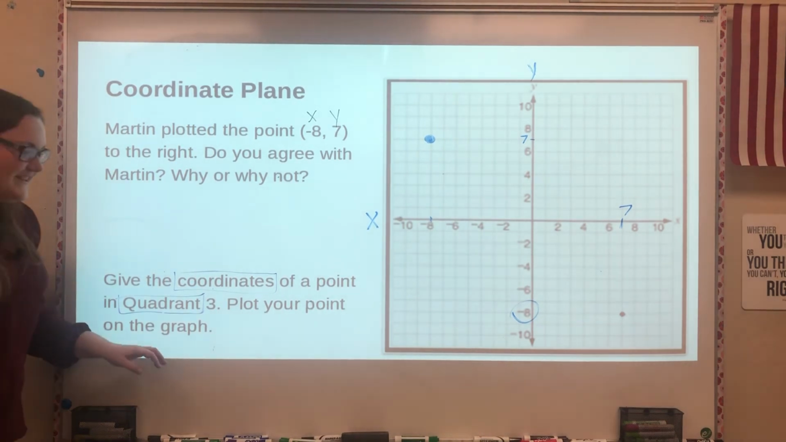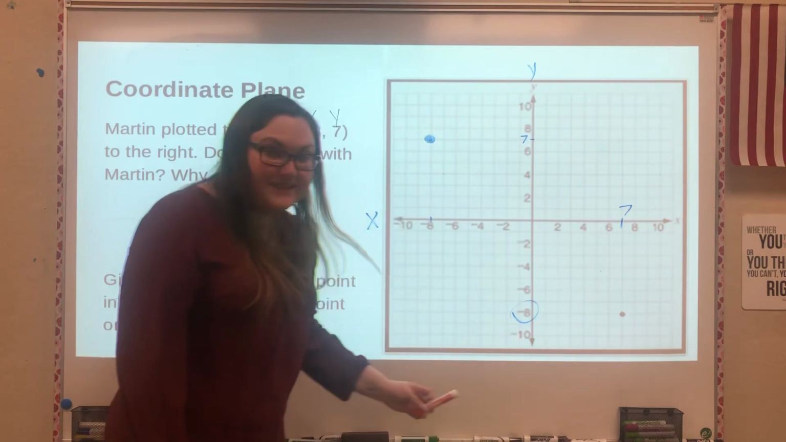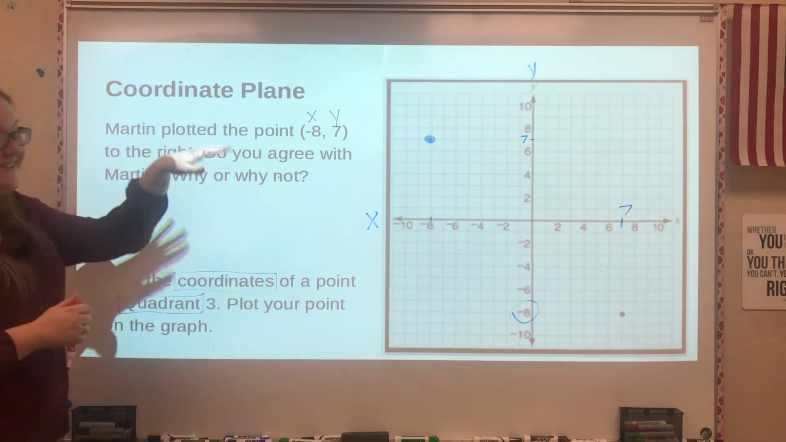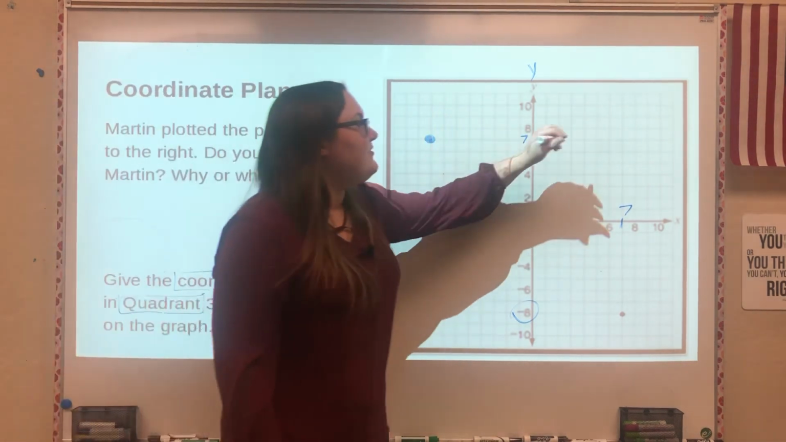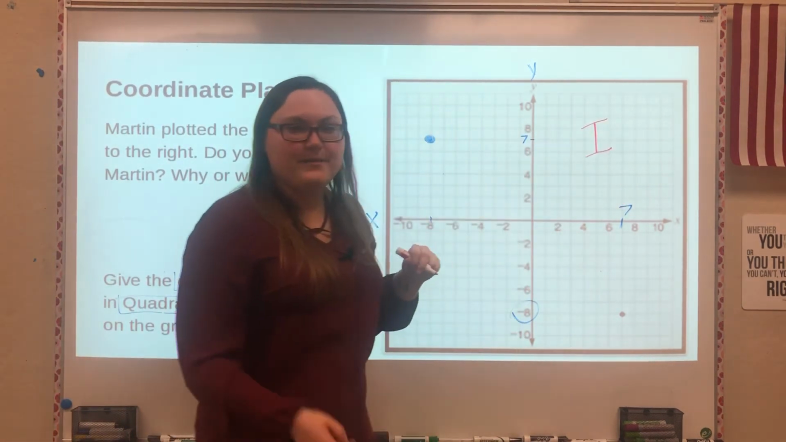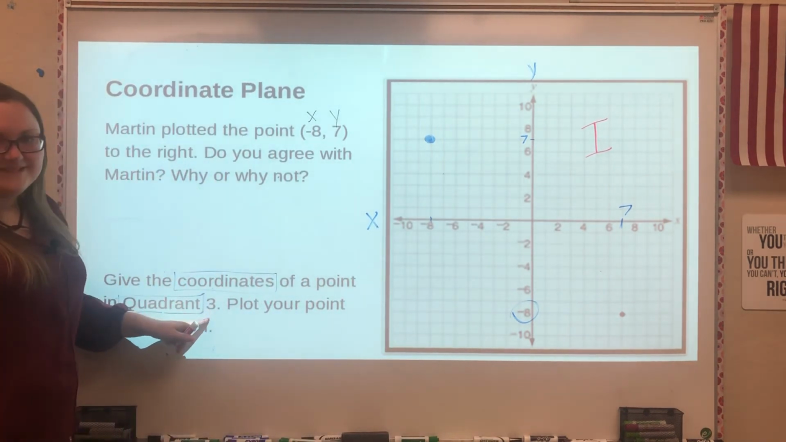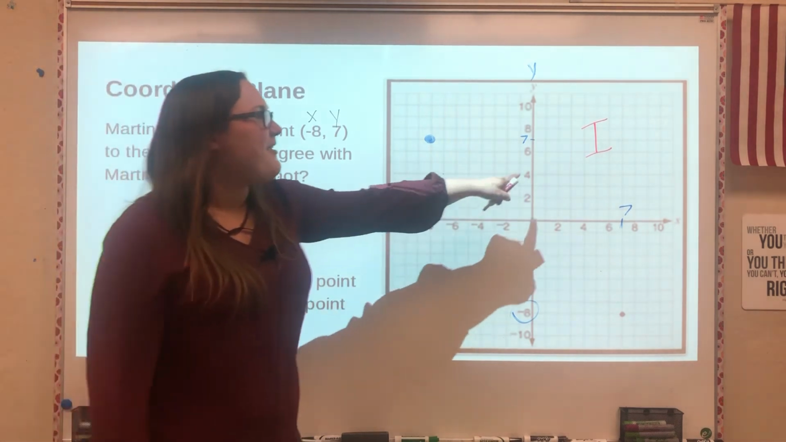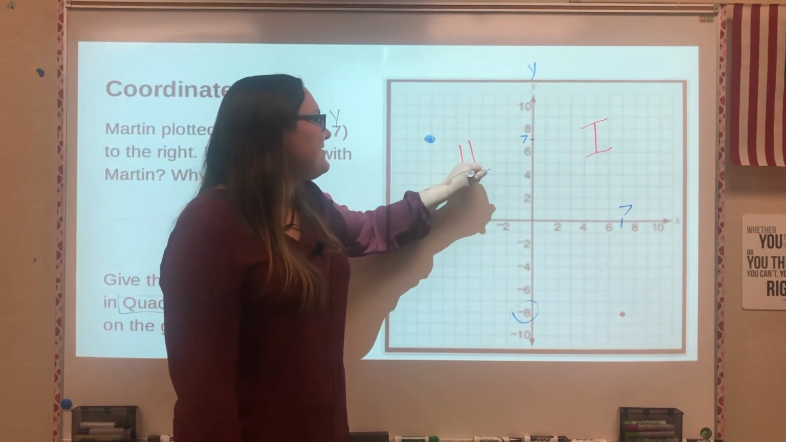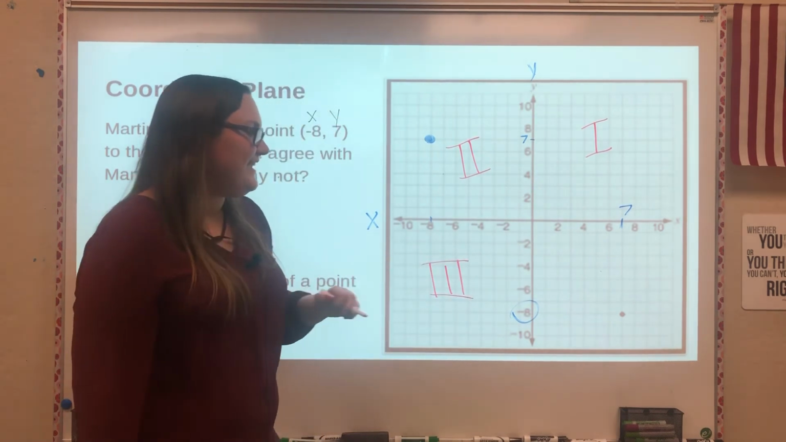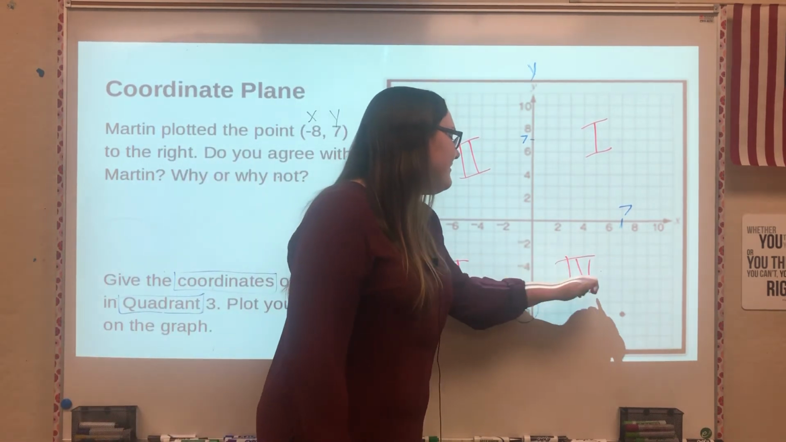All right, so for this one, I said in order to answer this question, you need to know where quadrant 3 is. Quadrants, remember, were the 4 areas of the coordinate plane. Quadrant 1 is here, and we always used Roman numerals to represent them. I guess I was bad because I used the number 3 here. We've got quadrant 1, quadrant 2, quadrant 3, and quadrant 4.